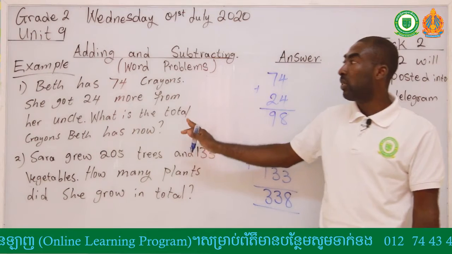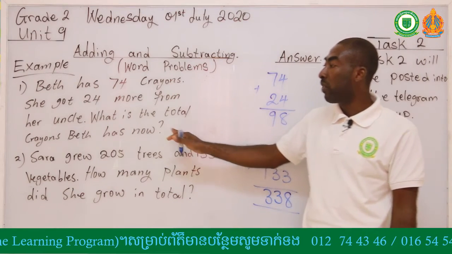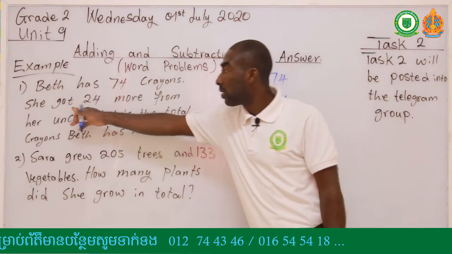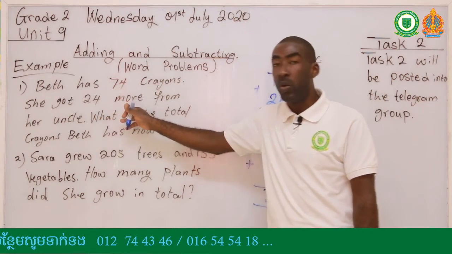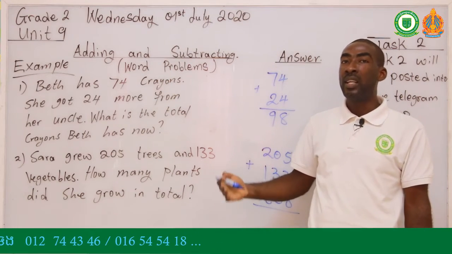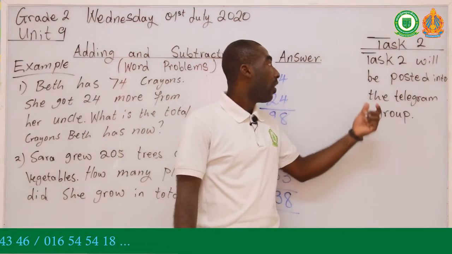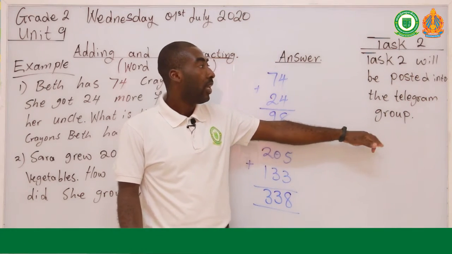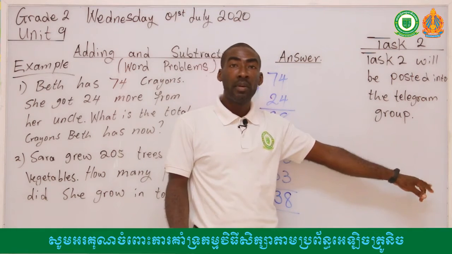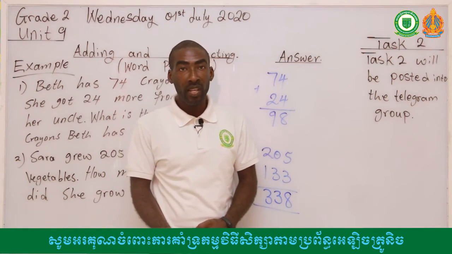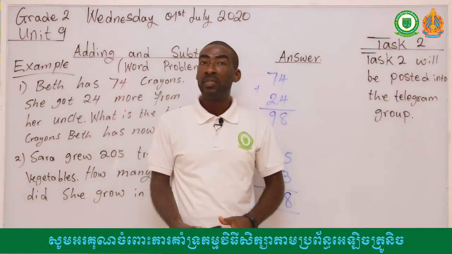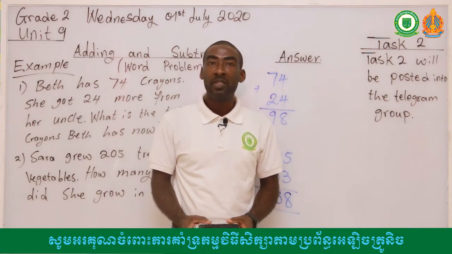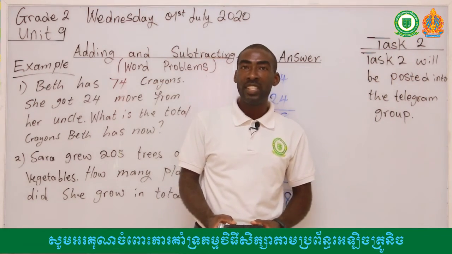So anytime you are dealing with a word problem, please look out for the keywords. Here the keyword is total. Here the keyword is got 24 more. That means you are dealing with an addition. Our second activity, or second task, on this video is going to be posted to you through Telegram for you to find answers to. Okay, please make sure you read your questions very well so that you can understand and find the correct answers. I'll see you in our last video to finish this lesson.